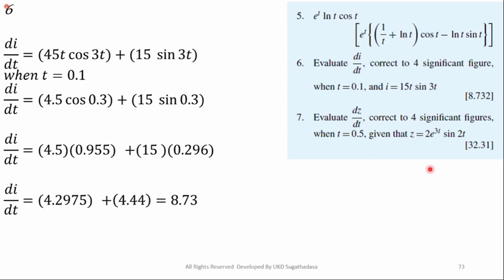You must do it, everybody. Because the function here, y is not given, doesn't matter, you can use any symbol. Is it 2e^3t sine 2t? This function, again time is 0.5 given. Find out the dz by dt first.